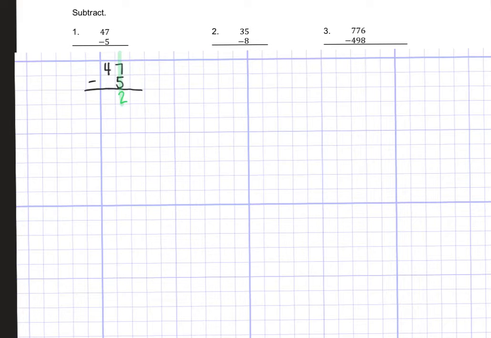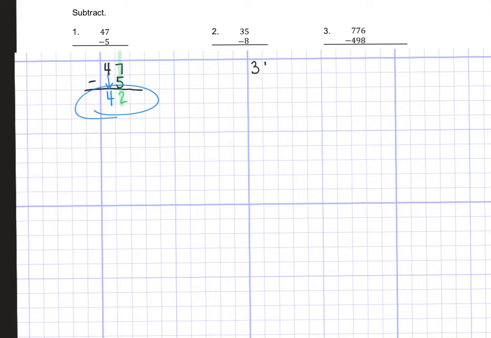Because we can do that, we can move on to the left. 4 minus, I hate to say nothing, but really, there is nothing below it. So we just want to carry that down. When we bring it down, we get 4. And the answer to our problem is 42. So 47 minus 5 is 42. And again, you knew this. 47 take away 5 is 42, right? Okay. So let's look at this next one.